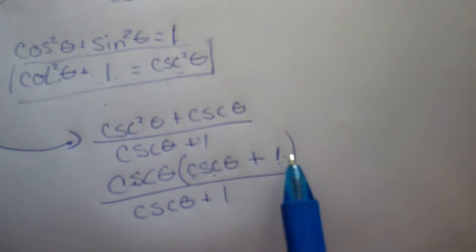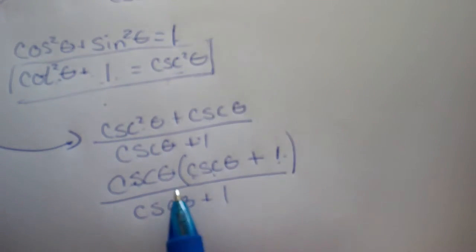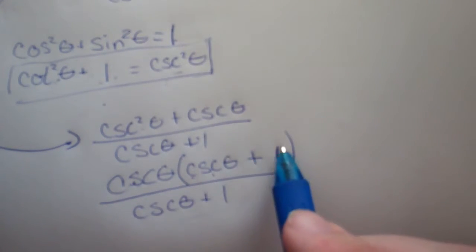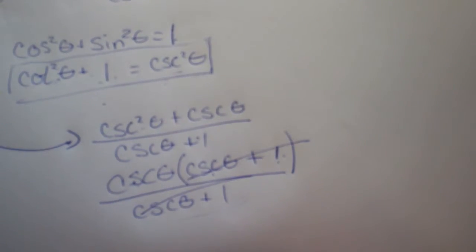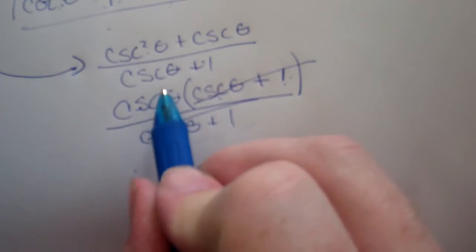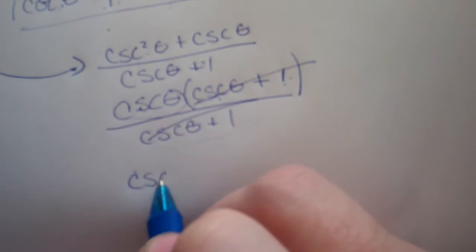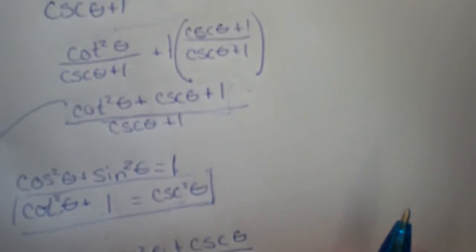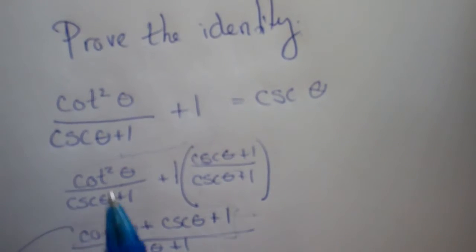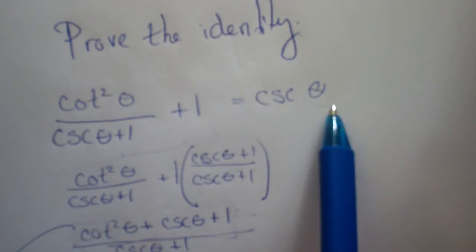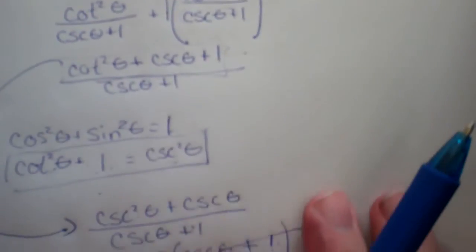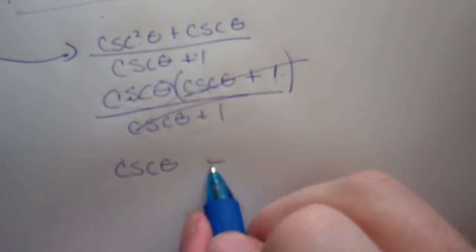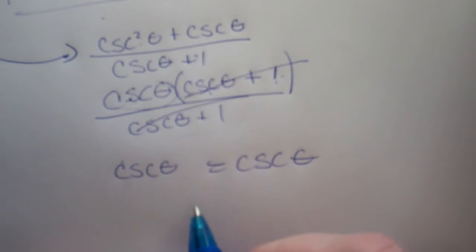And then notice that there I have a cosecant of theta plus 1, and here I have a cosecant of theta plus 1, which means that these factors cancel out. And what we have left is just this cosecant of theta. And so the left-hand side has been transformed into cosecant of theta. Let's take a look at what we were trying to prove. We were trying to prove that the left-hand side is the same thing as a cosecant of theta. And so, in fact, we have done that. The cosecant of theta is equal to the cosecant of theta. And so this has been a successful proof.